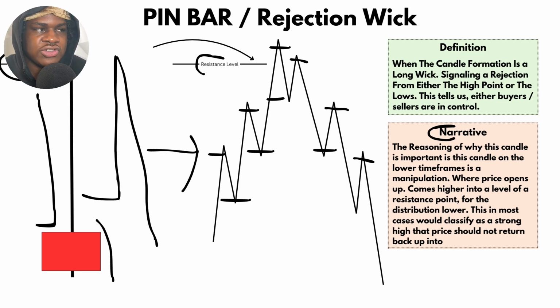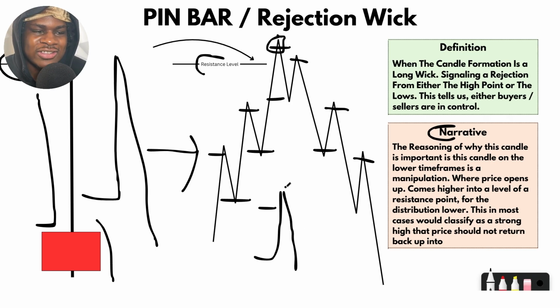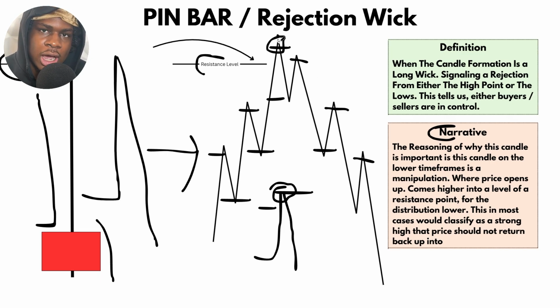Once we see this rejection wick here, especially on the lower time frames, we can trust that this high point of the overall structure then becomes a strong high, right? Price had already opened up and came higher into this resistance level, followed by this break to the downside. Price is not going to come back up above this previous high. We can classify this high now as a strong high, meaning this rejection wick high right here is our strong high inside the marketplace. So essentially price should see a retracement for a continuation to the downside.